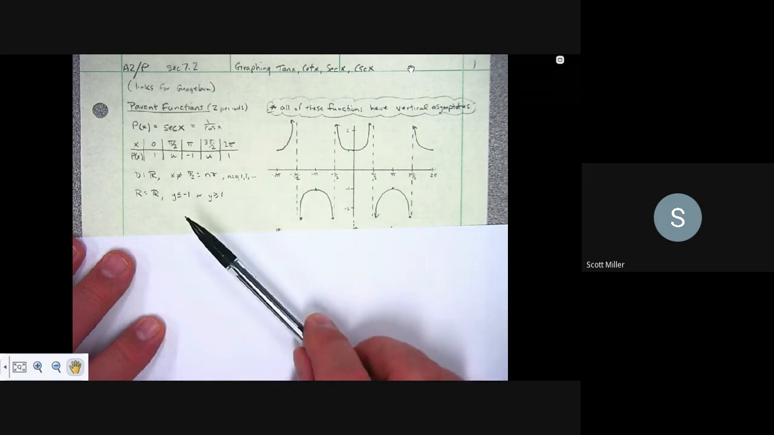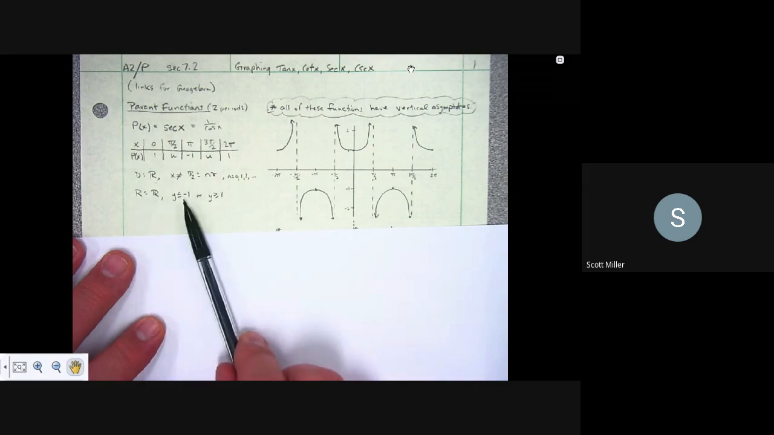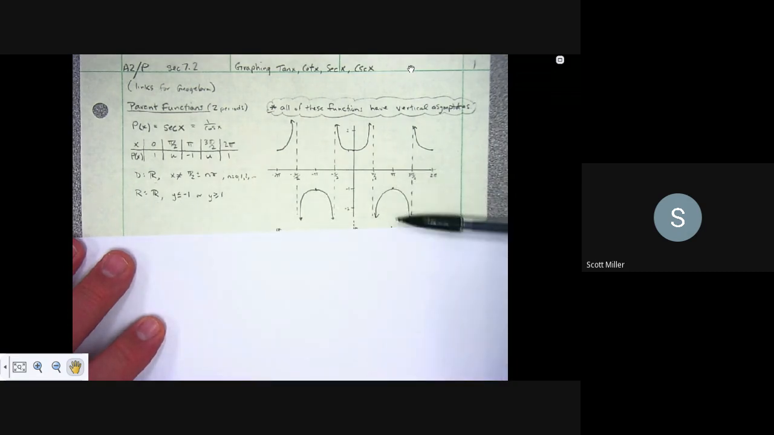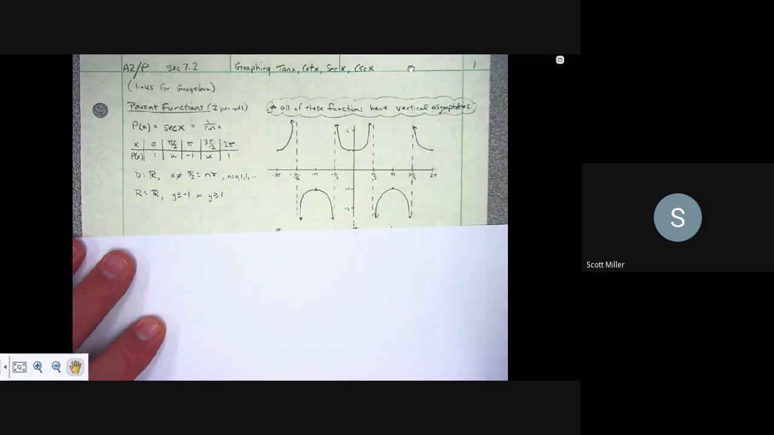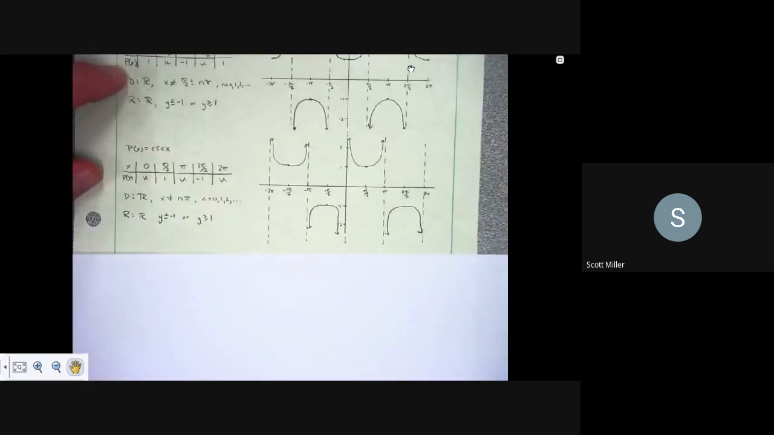And the range, if you'll notice, remember for the cosine, the range was all the numbers between -1 and 1. So the range here is all the y values outside of -1 and 1, so below -1 and above +1. Remember that the secant graphs go away from each other. They go outwards. Okay, so that's the secant graph. The cosecant graph is very similar because it is related to 1 over the sine.